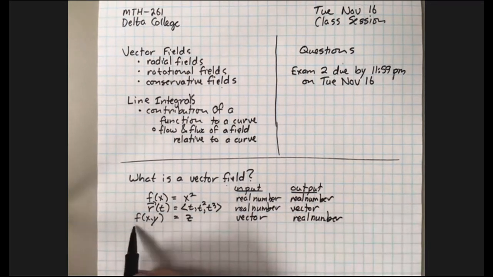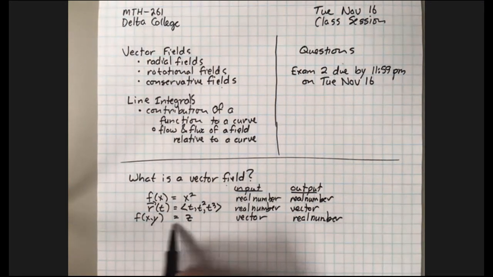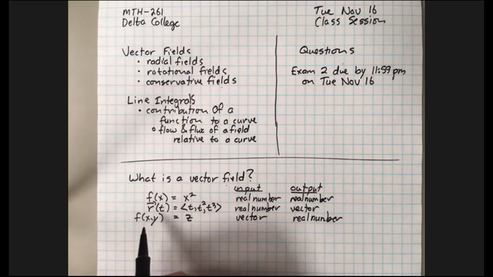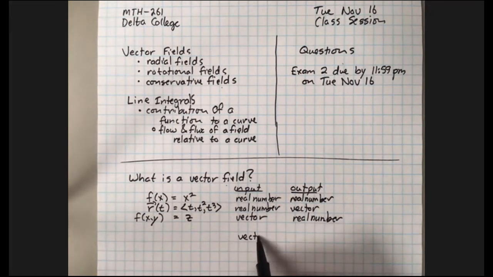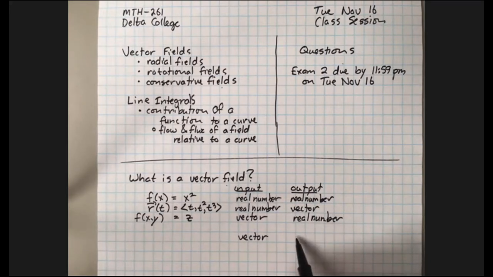Everything we could do with that, in this case, the one example I'm writing down here would be a surface. Height is described as a function of position x and y in the plane. Now we're going to take the last step, and that is, what if you had an input of a vector and an output of a vector?